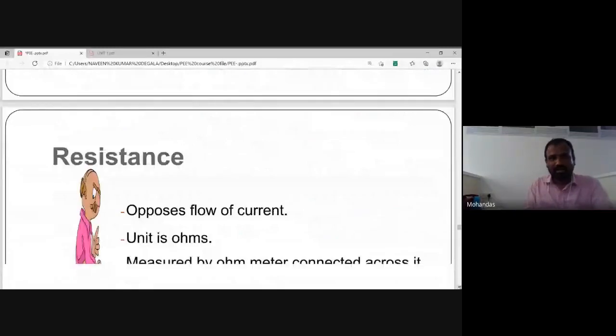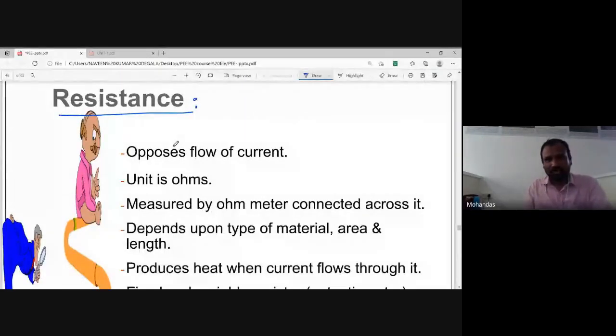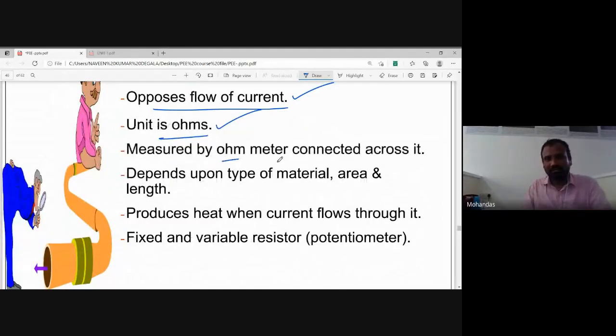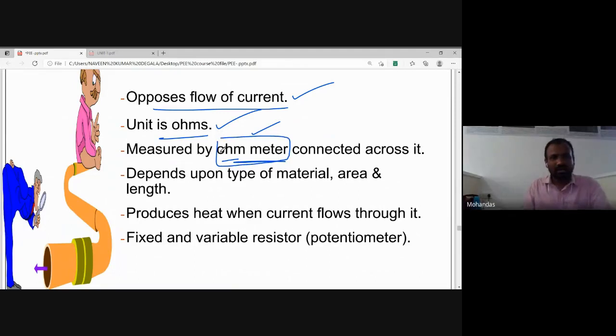Next, another definition: it opposes the flow of current or flow of electrons. Units are ohms, and it is measured by an ohm meter, the device used to measure resistance. Current is measured by ammeter, voltage is measured by voltmeter, and resistance is measured by ohm meter connected across it. Suppose I don't know the resistance of a particular material, then I can connect an ohm meter between these terminals A and B, which will measure the resistance. The reading will be shown here, like 10 ohms, 5 ohms, like that.